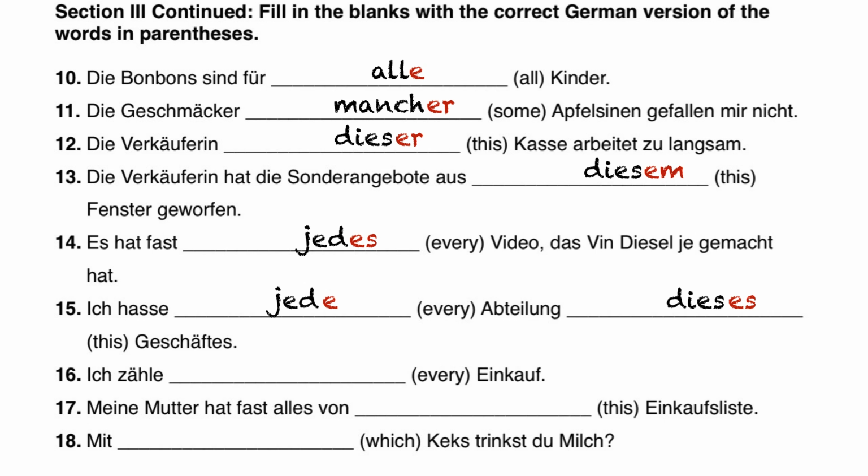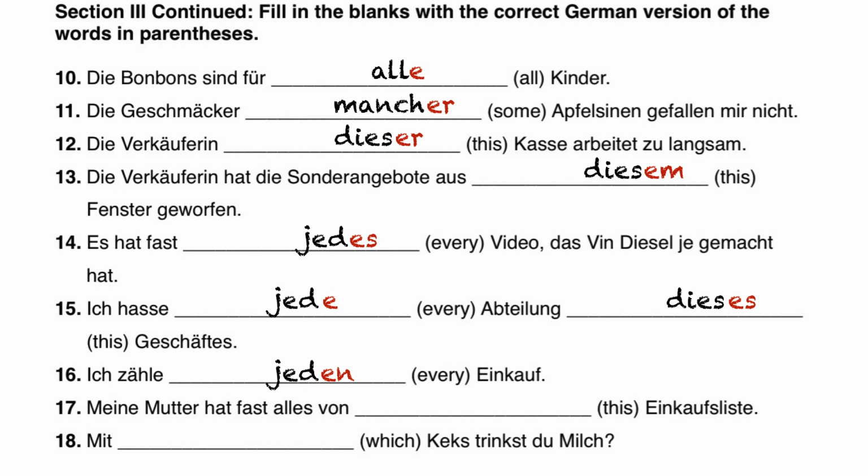Ich hasse jede Abteilung dieses Geschäftes. Ich zähle something Einkauf. Here we want the word every, which again is still jed. Now we have to have an ending that goes with the accusative case, the thing being counted, which is an Einkauf. Einkauf is a masculine noun meaning purchase, so we have here jeden Einkauf for the masculine accusative. Ich zähle jeden Einkauf. I am counting every purchase.